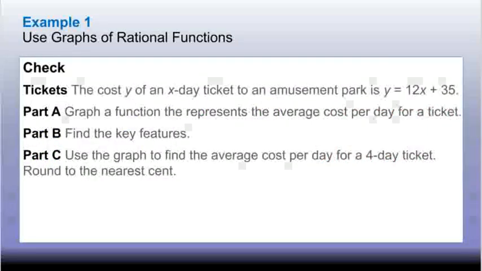Going to our next problem. Use graphs of rational functions. It says the cost y of an x-day ticket to an amusement park is y equals 12x plus 35. Part A, graph a function that represents the average cost per day of a ticket. Part B, find the key features, and then C, use the graph to find the average cost per day for a 4-day ticket, rounded to the nearest cent.